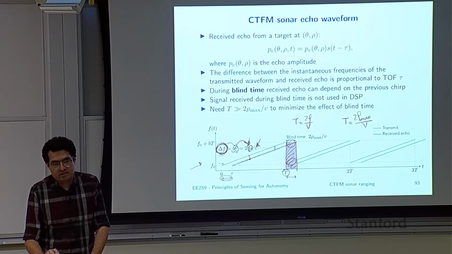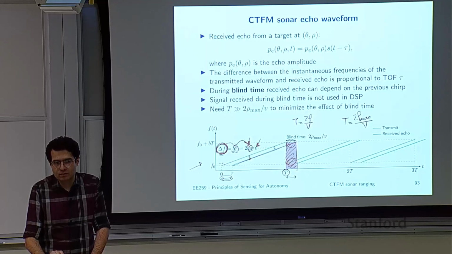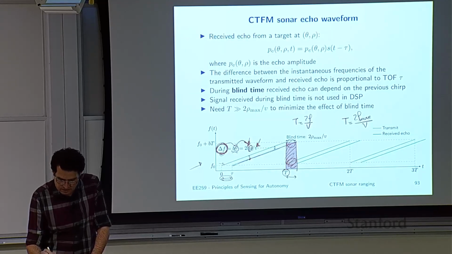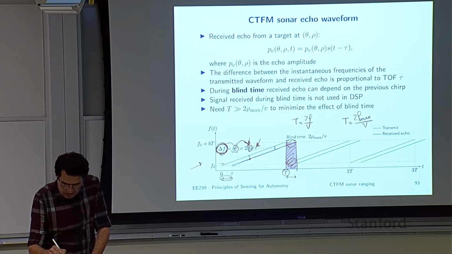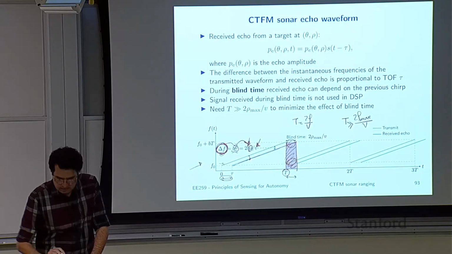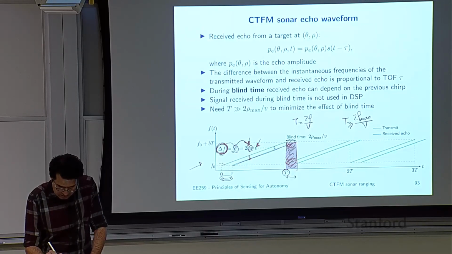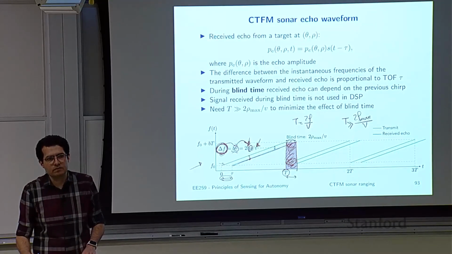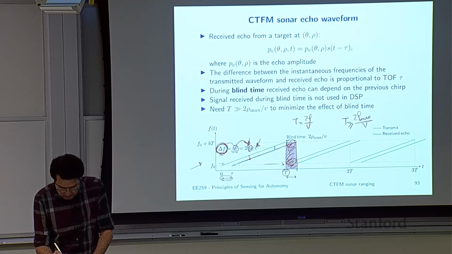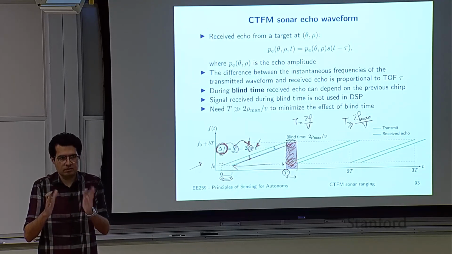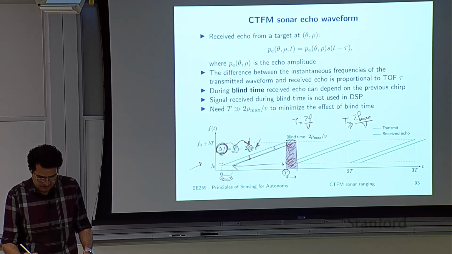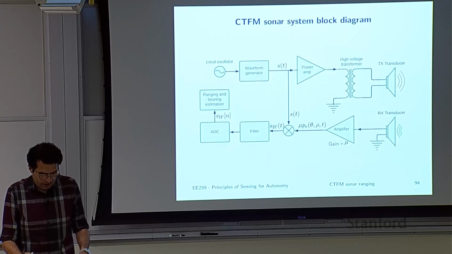Well, that was the case for pulse echo, not for CTFM. For CTFM, you want to choose your T to be much bigger than 2 rho max over V. So in comparison, this portion is negligible, and you can just throw out that part of the signal and only work with the piece where you know the signal is good. So that's the case. Okay.